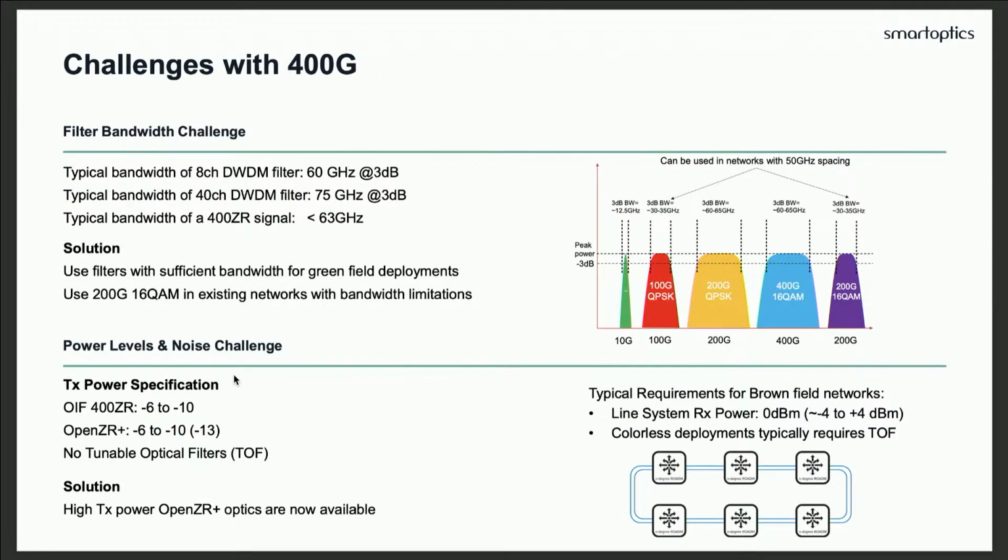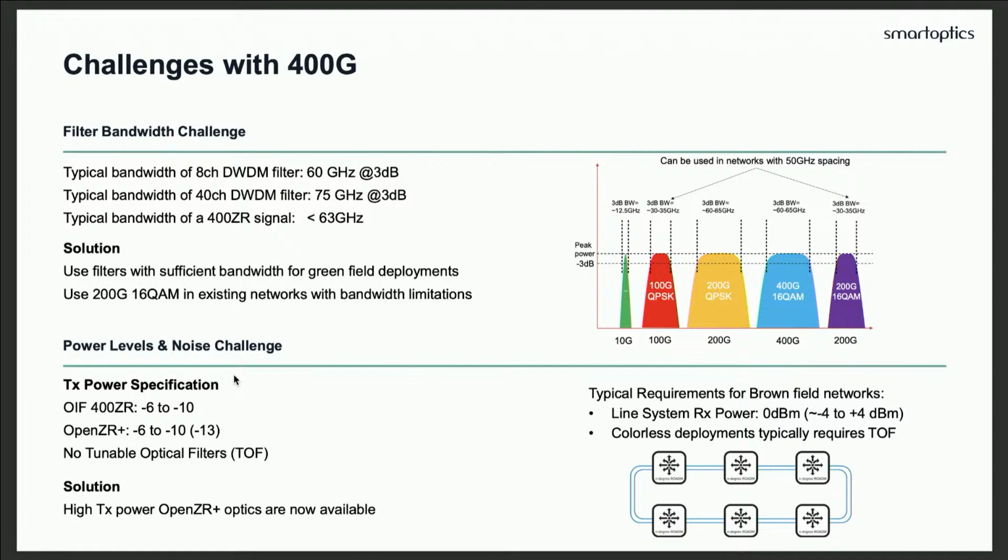So looking at 400 gig, there are two or three challenges, I would say. One is the bandwidth of the modulated signal of a 400 gig signal, which is around 63 to 65 gigahertz. Many old DWDM networks are using DWDM filters that have not been designed for this passband. So upgrading an existing ROADM network with 400 gig requires a couple of things.